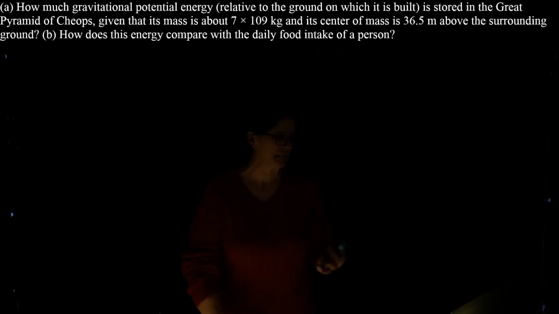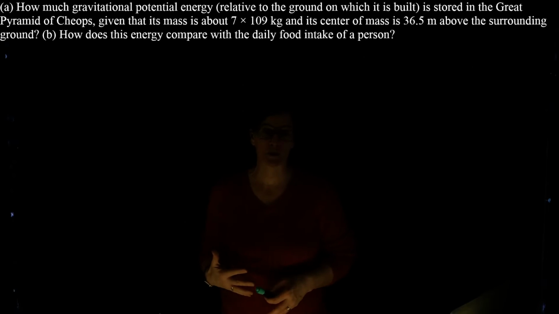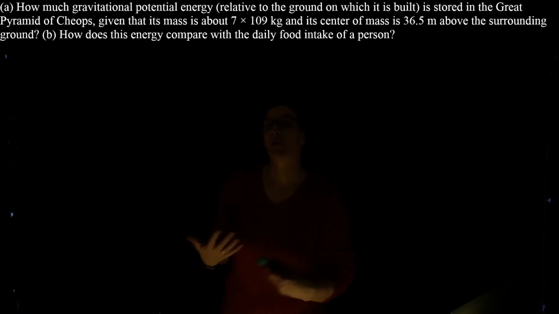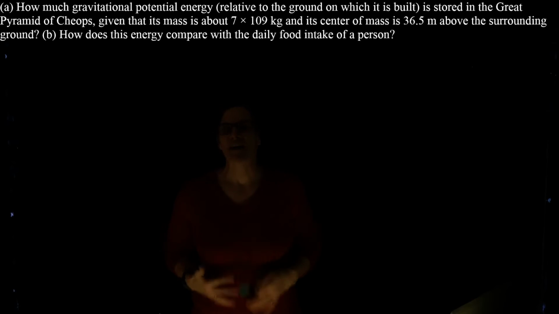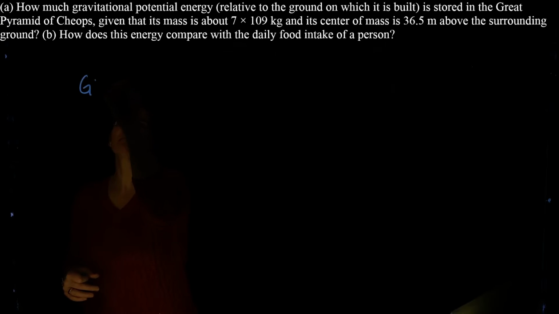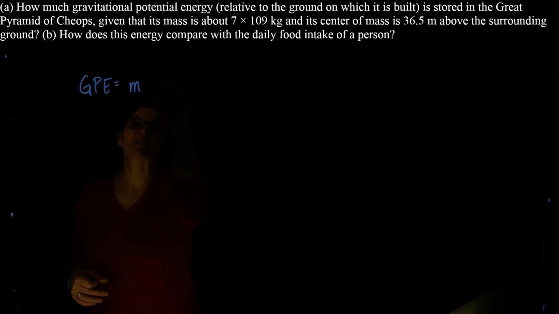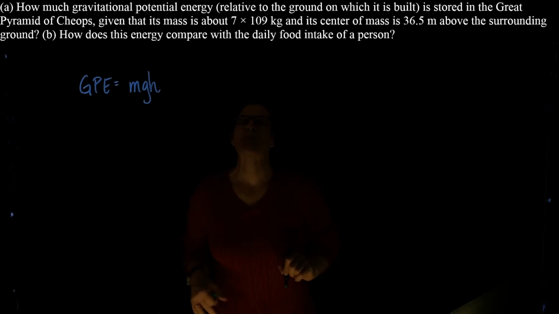Then it asks us to compare that energy with the daily food intake of a person. So how much energy any one person takes in as a result of the energy they expended in a day. So this is a gravitational potential energy problem. And we know that our relationship for gravitational potential energy is the mass times g, 9.8, times the height.